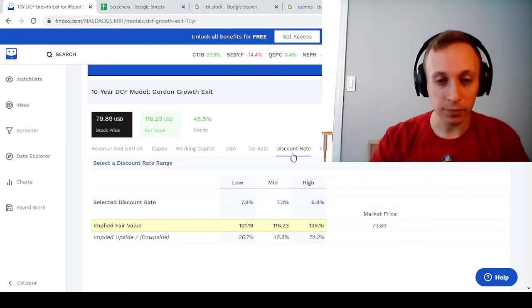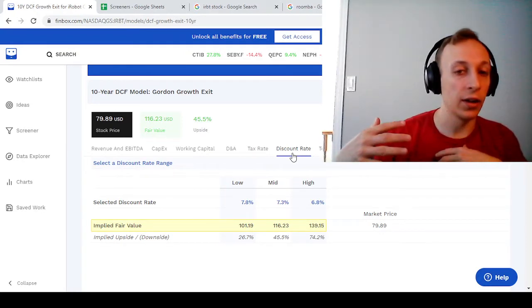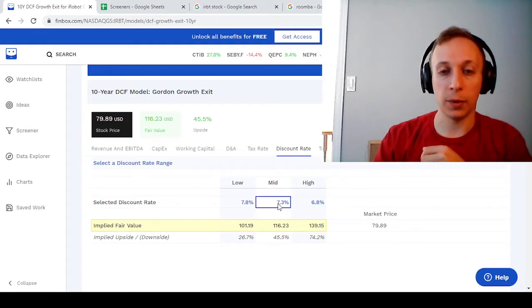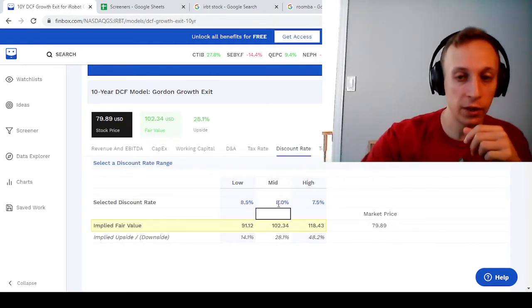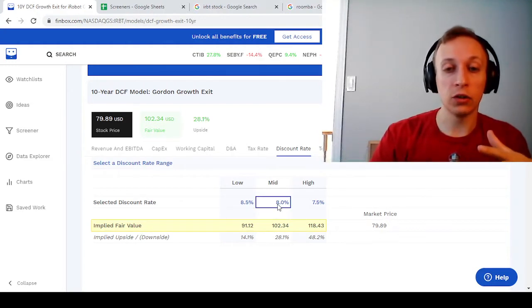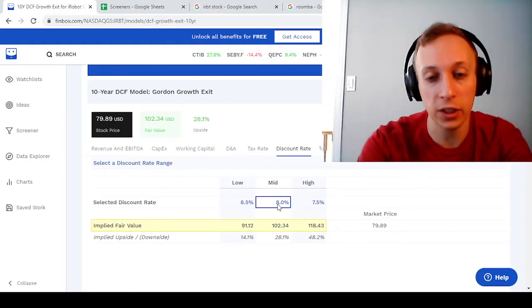Discount rate. So this is a big one. This is what you're discounting the future cash flows at. So I typically go 8% for the discounted cash flow discount rate. You can go less, you can go more. This is really like what kind of return you want. You can look at this as what kind of return you want.